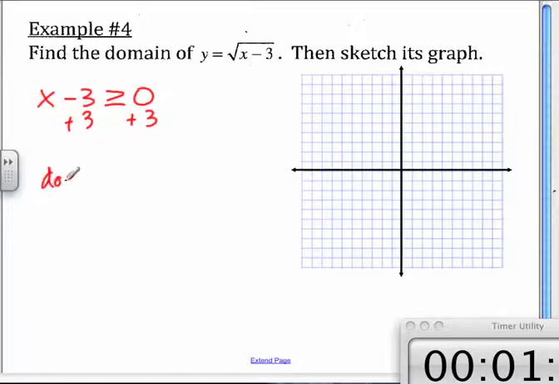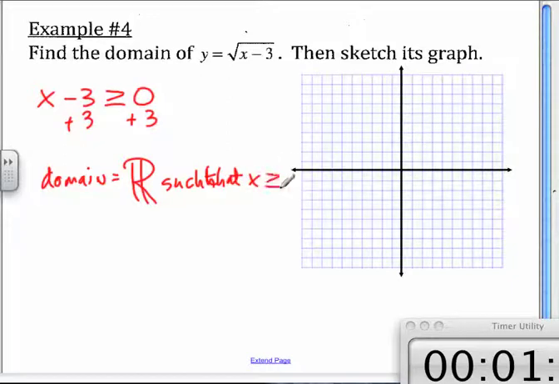And the domain, telling me what all the x values are, is what? All real numbers, thank you, such that x is greater than or equal to 3.